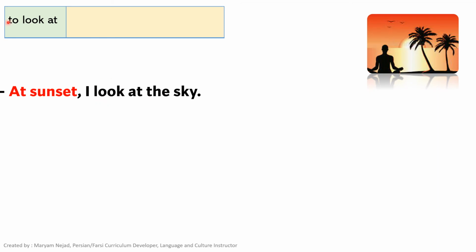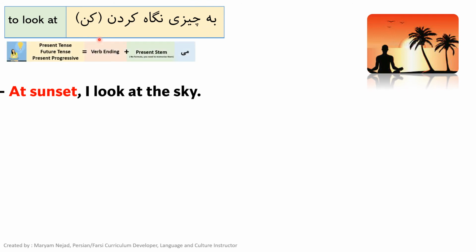So the verb is to look, which in Farsi is نگاه کردن. نگاه کردن. And then in English, to look at something. In Farsi, we don't look at something, we look to something. به چیزی نگاه کردن. So the preposition used in Farsi is به. All right, and now the tense is, what is the tense? Is simple present tense. So here's the formula. So me plus present stem, and here is the present stem کن.